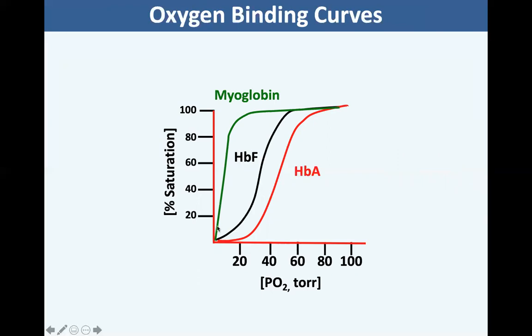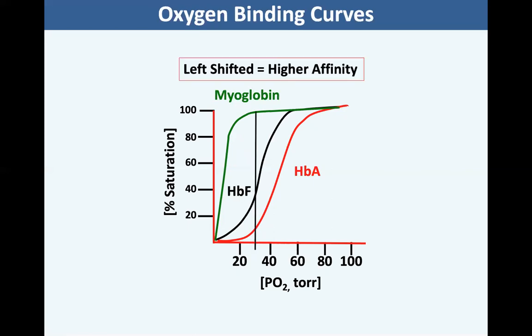Why? Well, it's a monomer. There's no subunit interactions, but also what it has is your classical hyperbolic saturation curve. And if you look at these curves further, and you should definitely understand how to read these curves, what you'll recognize is that the more left you are, the higher affinity you are. Let's take a look why.